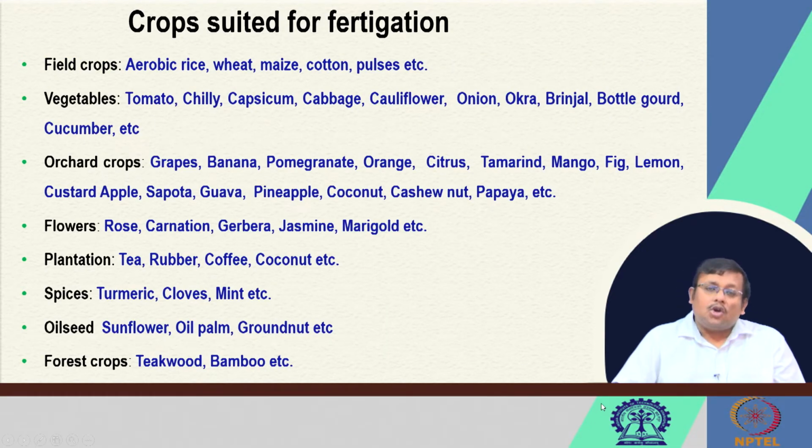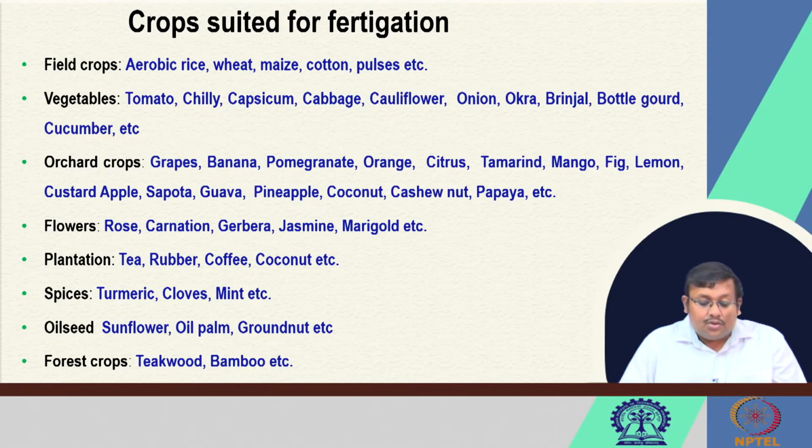Now, let us see what are the crops which are suited for fertigation. If we see the field crops, Arabic rice, wheat, maize, cotton, pulses are very suitable for fertigation. In case of vegetables, tomato, chili, capsicum, cabbage, cauliflower, onion, okra, brinjal, bottle gourd, cucumber are suitable for fertigation. In the orchard crops, we can see grapes, banana, pomegranate, orange, citrus, tamarind, mango, fig, lemon, custard apples, sapota, guava, pineapple, coconut, cashew nut, papaya, etc. These are suited for fertigation.